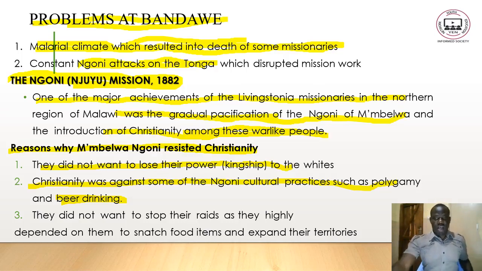The real Ngoni can marry as many wives as possible. So they did not want Christianity, which was preaching against them. And also, they did not want to stop their raids, as they highly depended on them to snatch food items and expand their territory. So the Ngoni did not want to stop raiding other people, because their livelihood depended much on the same. They were raiding the Tonga for food, for livestock. They were raiding the Chewa, the Tumbuka, like that. So they were also expanding their territories in such a way.